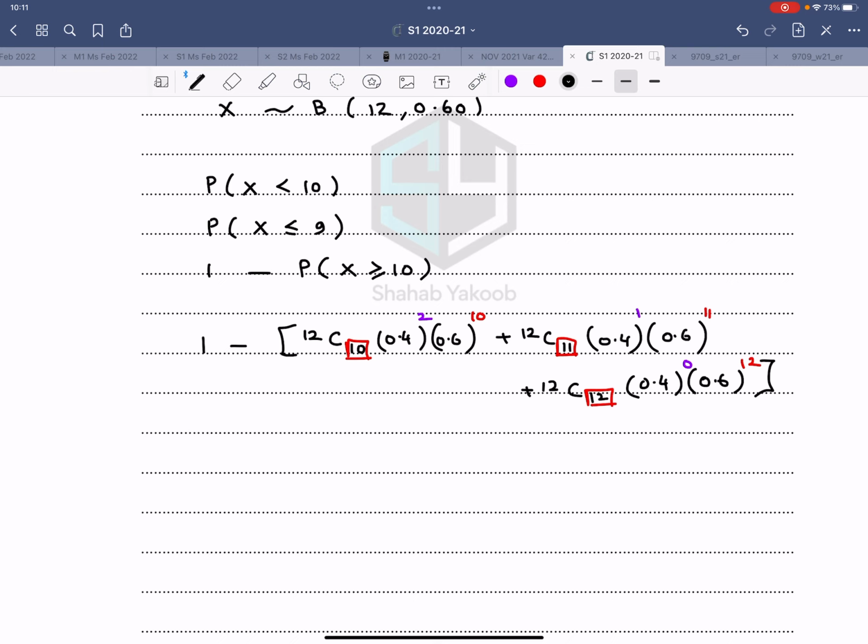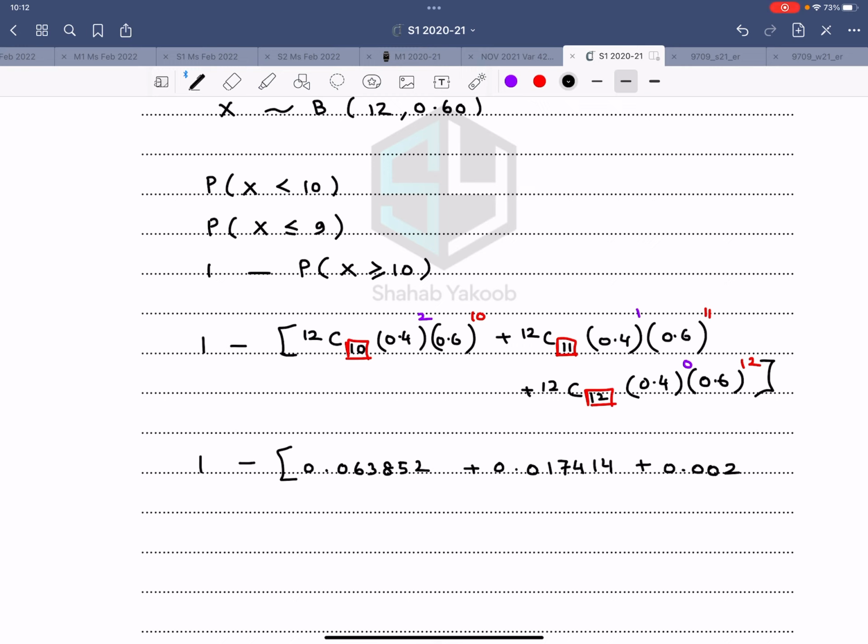1 minus. The 12C10 value is 0.063852. Next value, 0.017414. Next value, 0.00221768.